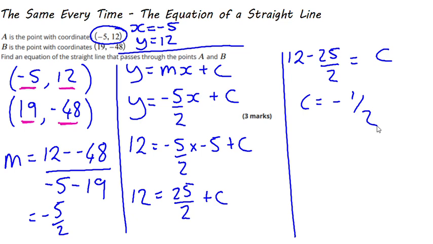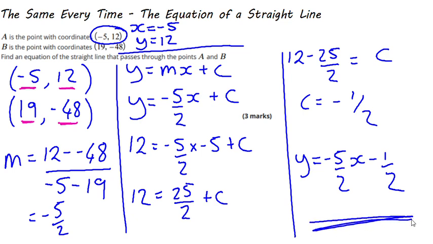And I'm almost at the end of the question. I've found the gradient, I've found the intercept. Now all I have to do to answer the question is write down the equation. So y equals m times x plus the c, which is -1/2. Don't write plus -1/2. Don't write it like that. Remember that adding a negative is the same as subtracting. So just -1/2 like that. So y equals -5 over 2x minus 1/2.